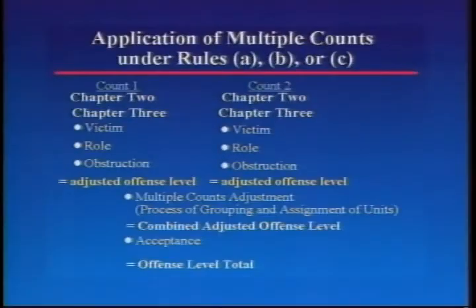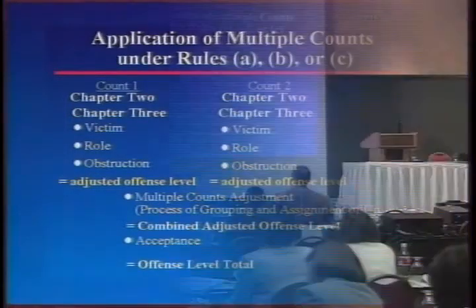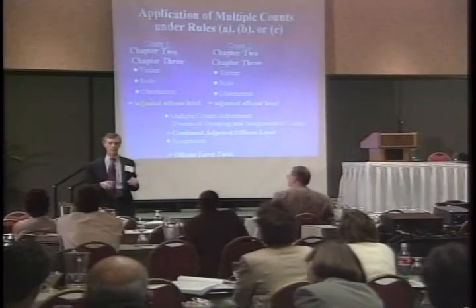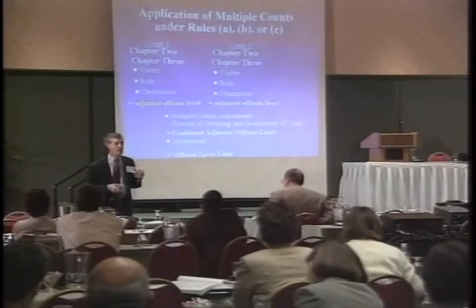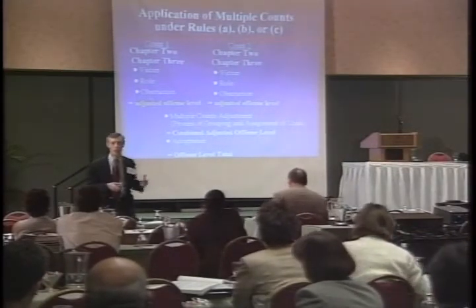Now for count 1, I looked in the statutory index, I know which guideline I'm using. I apply the Chapter 2 guideline. I apply the Chapter 3 adjustments, all the way down to obstruction. Now, what that means, and you've looked at the worksheet, obstruction is at the bottom of the worksheet A. In other words, I've applied the worksheet A for count 1.